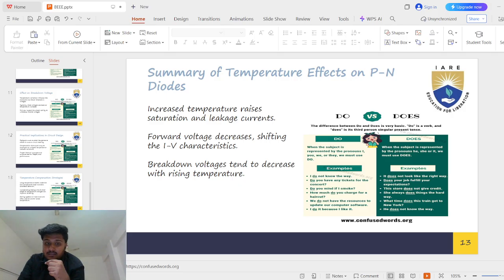Forward voltage decreases. What happens? To make a diode conduct current in the forward direction, you need a minimum voltage called forward voltage. Effect: as temperature rises, the diode needs less voltage to start conducting because the charge carriers move more easily. Simple analogy: think of pushing a door. On a cold day, it's stiff. On a hot day, the hinges loosen, so it opens with less effort.